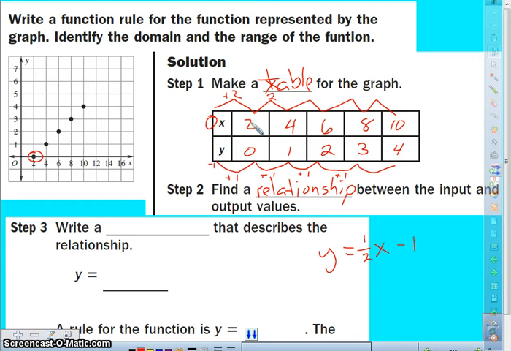Let's see if that works. If I put a 2 in for x, 1/2 of 2 is 1, and 1 minus 1 is 0. The same works for 4 and for 6. So we're going to write a function that describes this relationship, and the rule is y equals 1/2 x minus 1. Moving on.